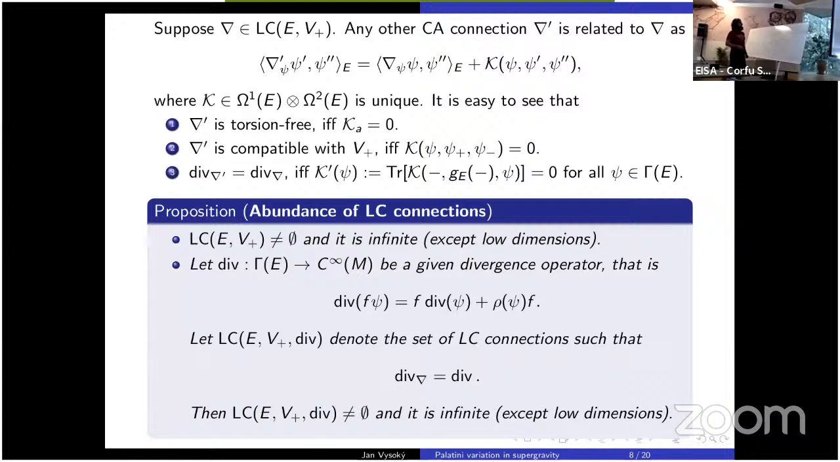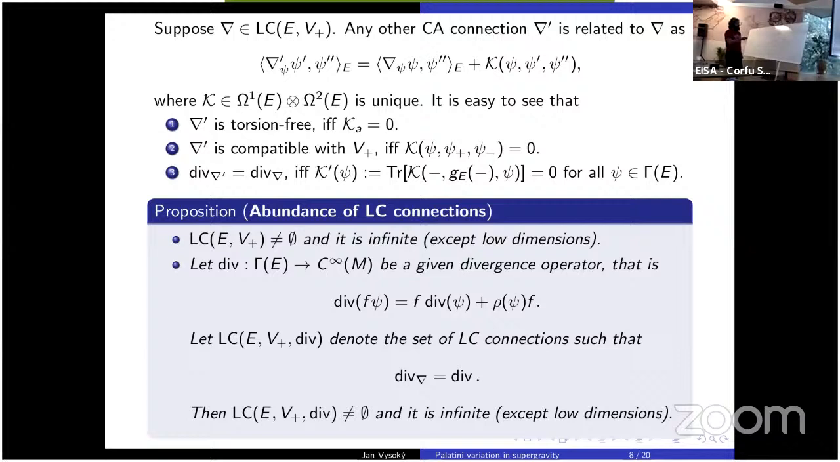But unfortunately, one can see that every two Courant algebroid connections are related by this tensor K here. And this tensor is uniquely determined by comparing the two connections. It's torsion free if its completely skew-symmetric part is zero. It's compatible with the generalized metric, this nabla prime, if the plus-minus component of this K vanishes. And their divergences are the same if this partial trace in the first two inputs is zero. And this shows you that you can satisfy all these three conditions by a non-trivial K, which means that there is no unique Levi-Civita connection. So there are a lot of Levi-Civita connections.